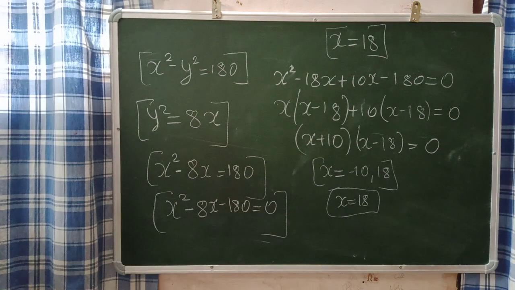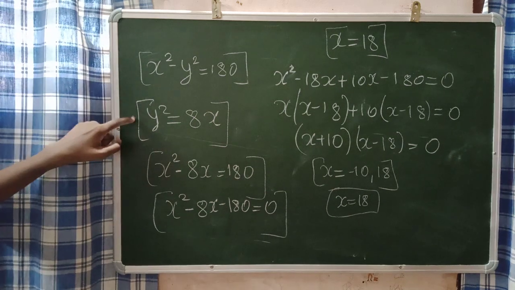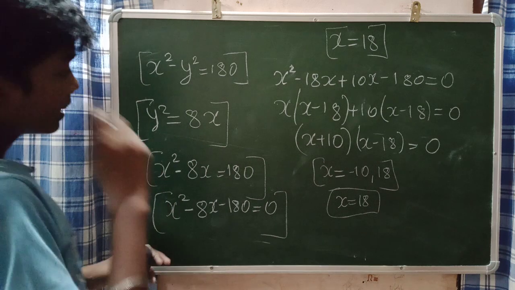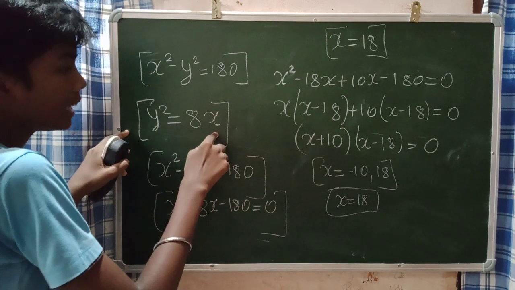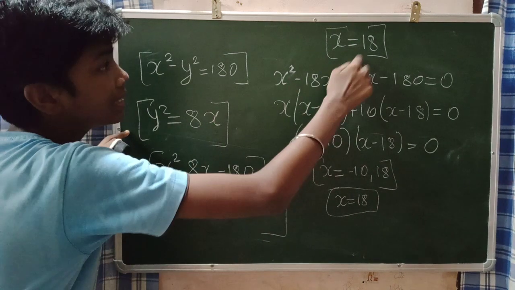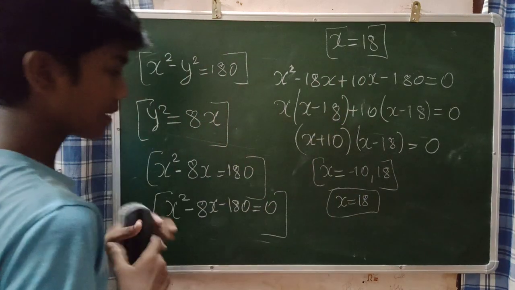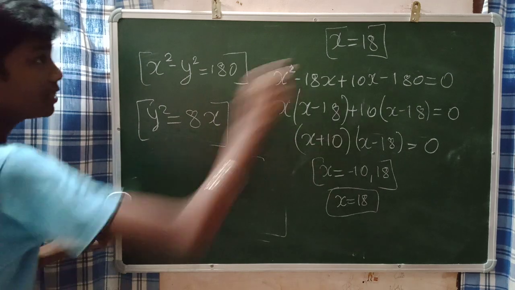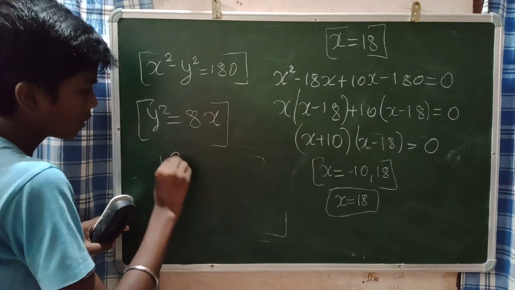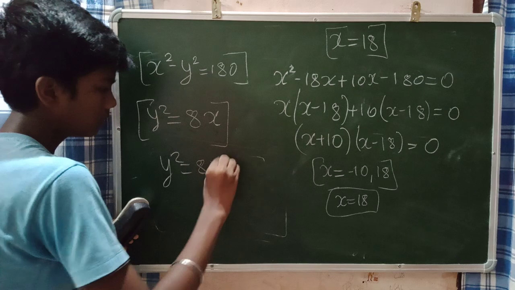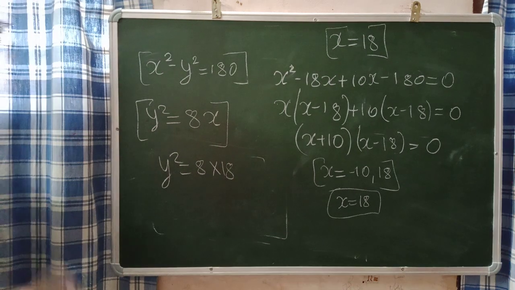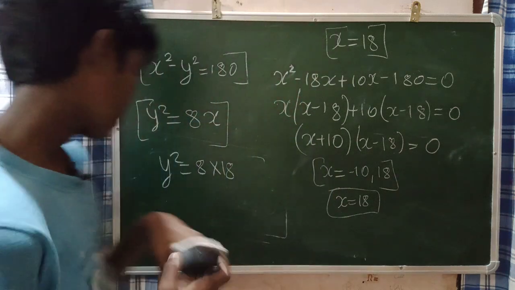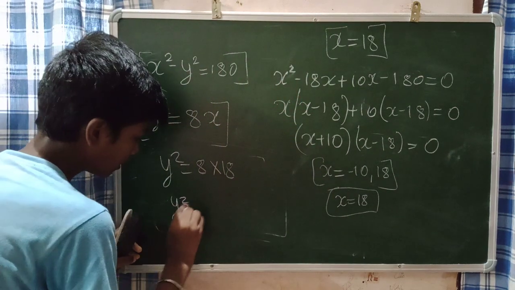Then the other number, how will you find this? Use this equation, y square is equal to 8x. So if your x value is equal to 18, then your y square will be 8 into 18, because your x value is 18. I will rub this, we don't need it now. 8 into 18 is what? 8 into 18 is 144, okay? So y square is equal to 144.